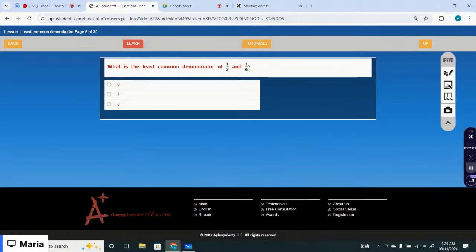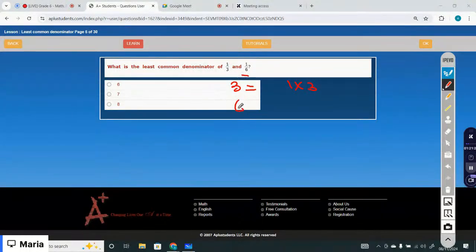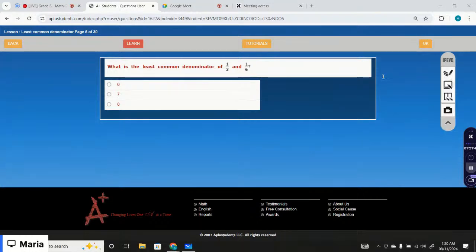Correct option is... the prime factors of 3 are 1 times 3, and the prime factors of 6 are 2 times 3. So this is the common factor, and this is the non-common factor. So 2 times 3 is 6. That means the least common denominator of 1 by 6 and 1 by 3 is 6. Option number 1 is the correct option. 6 it is.